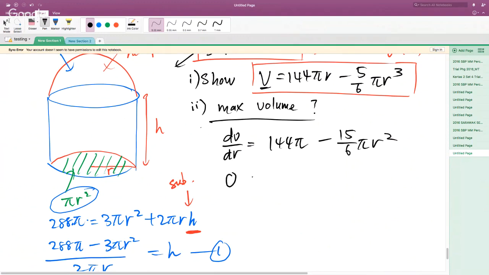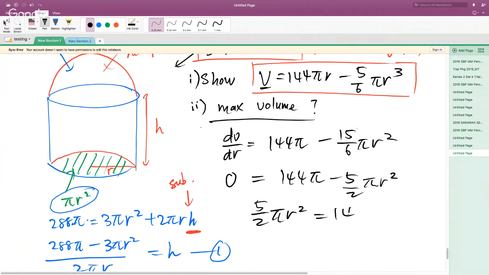And maximum or minimum means dv/dr equals 0. And then I will get this thing. This one I will simplify, become 5 over 2 pi r squared. And then I move the 5 over 2 pi r squared to the other side, equals 144 pi. Then I will try to solve it to get my r value. So my r squared basically equals 288 over 5. And then my r is just the square root of it, just square root 288 over 5.